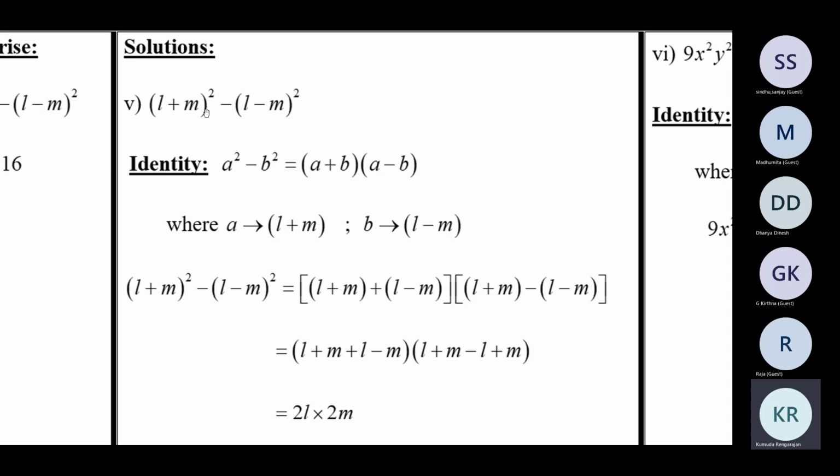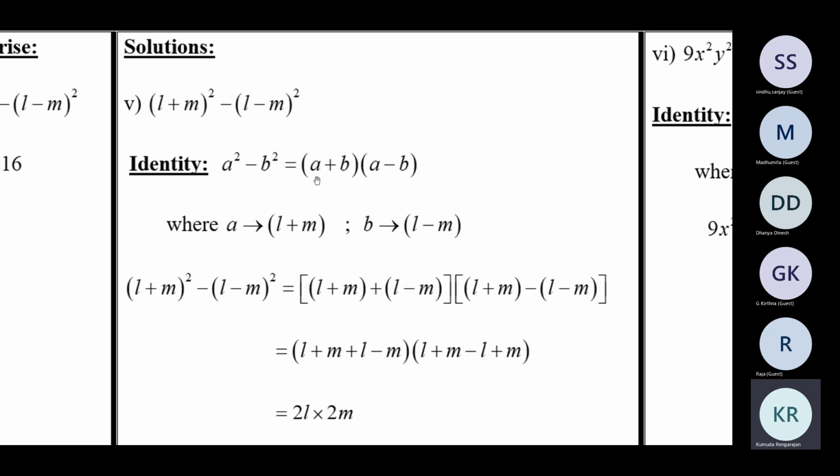These are two perfect squares: L plus m the whole square, and L minus m the whole square. They are two perfect squares because they are raised to the power 2. L plus m the whole square minus L minus m the whole square is like a squared minus b squared. What do we have in a squared minus b squared? We have two perfect squares, a squared and b squared, separated by a minus sign. Same thing we have here: something the whole square, something the whole square, separated by a minus sign. Both are similar.